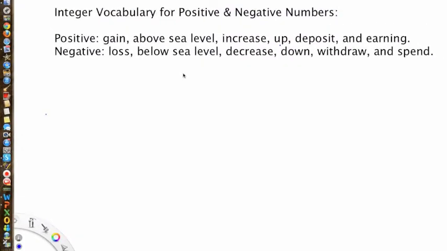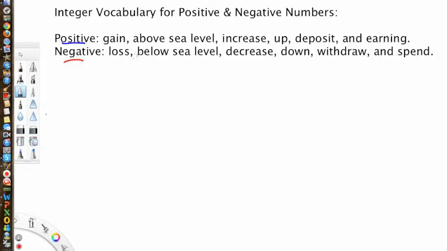Let's real quickly, class, just go over some vocabulary for positive and negative numbers. When you hear words like gain, whether it's gaining yards in a football game or making gains in exercise, those are all positives. Above sea level, that would be a positive number. Increasing in anything, that's a positive. Going upward is a positive. Deposit, when you put money into your bank, the focus is on your account. When you deposit money into a bank account, it is growing, it is gaining, it is positive. And when you earn money, you're gaining something. Those are all positives.